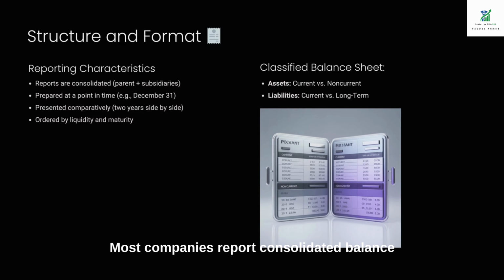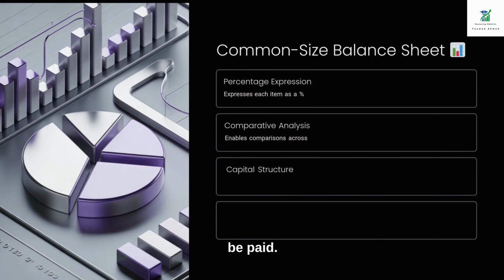Structure and format. Most companies report consolidated balance sheets, which include the parent company and its subsidiaries. They are prepared at a point in time and usually shown comparatively, for example, December 31st, 2024 and December 31st, 2023. A classified balance sheet separates assets and liabilities into current and non-current categories. Items are listed in order of liquidity, how quickly they can be turned into cash, while liabilities are listed by how soon they must be paid.